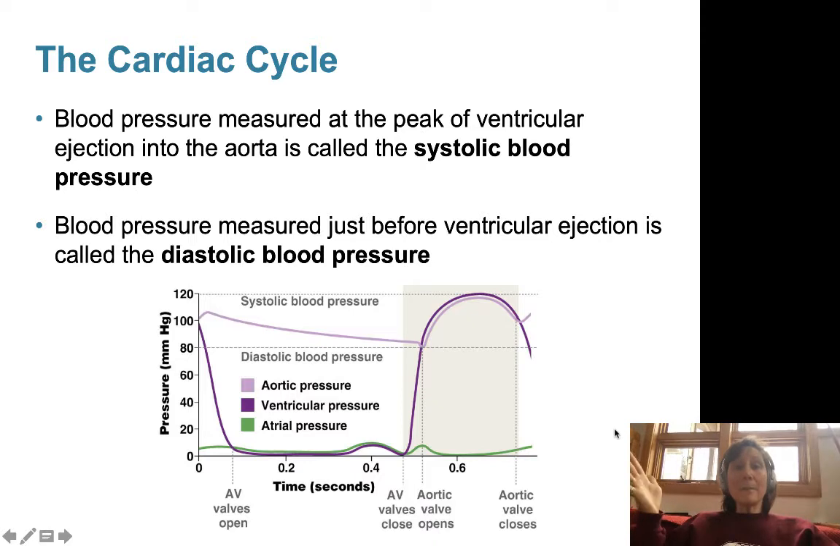So in lab, you're going to get some experience with actually taking blood pressure with a blood pressure cuff and being able to calculate systole and diastole for a person at rest and then a person who's been exercising. And so you should see changes in blood pressure when you measure them.